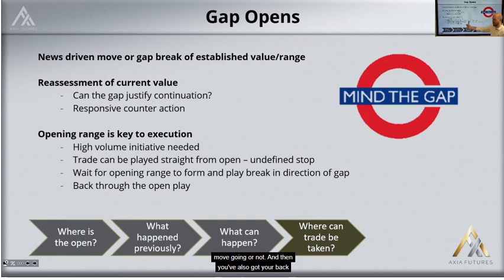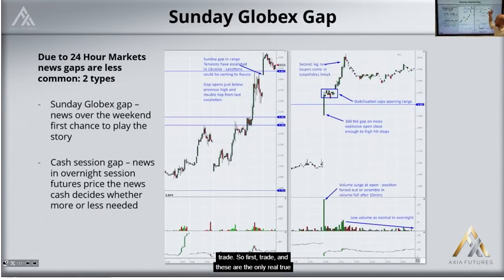And then you've also got your back through the open play. That's your overnight positioning trade. So, first trade, and these are the only real true gaps that you get anymore. It's the Sunday night gap, and when we look at crisis trading, we're going to look at this in more detail, and I'll give you an example of how these play out. But Sunday night Globex gap, this is one of the few situations where you have a full 2-3 days to receive some news that can create a gap. Otherwise, the only gaps will be formed in a 1 hour period between 10 and 11 o'clock in the evening, UK time.